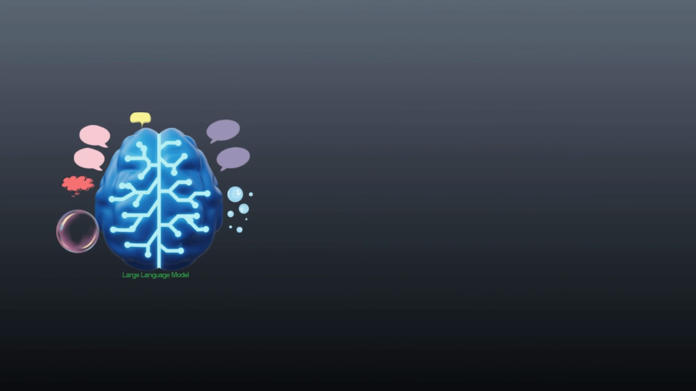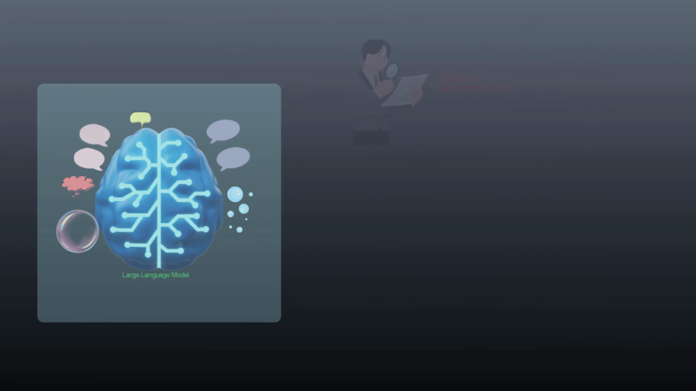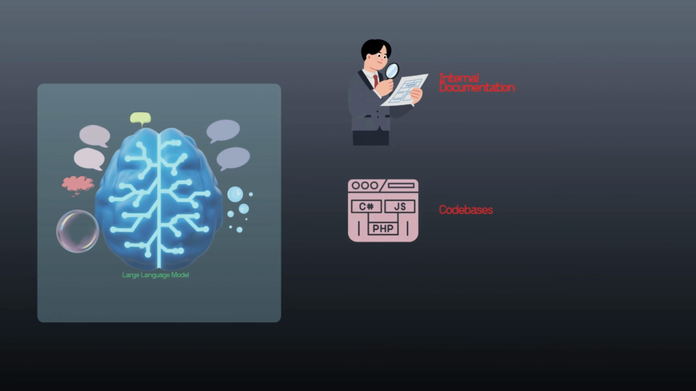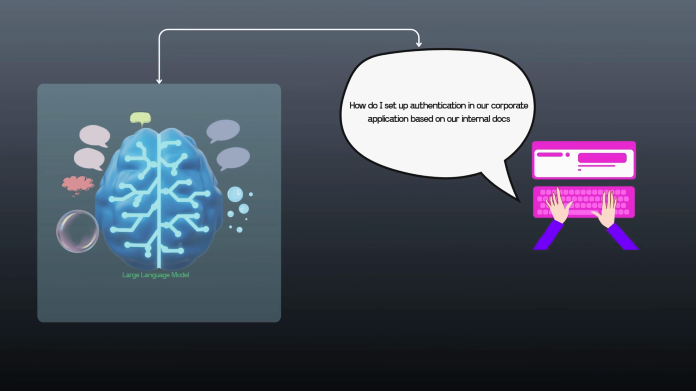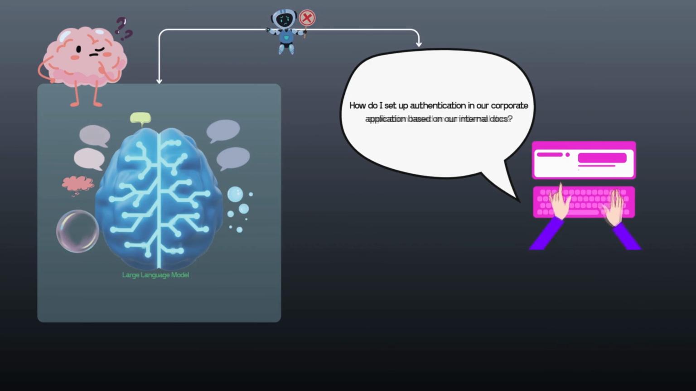But that also means they fundamentally don't know anything about your specific systems, your internal documentation, your code bases, or your business logic. If you ask a model something like, how do I set up authentication in our corporate application based on our internal docs? The model has no idea, not because it's weak, but because that information was never part of its training. Prompting harder doesn't solve this. If the model hasn't been given the information at inference time, the best it can do is guess, and those guesses often sound confident even though they are wrong.